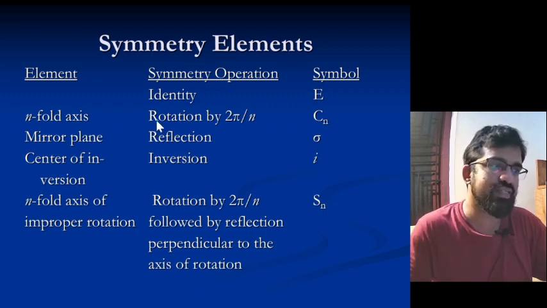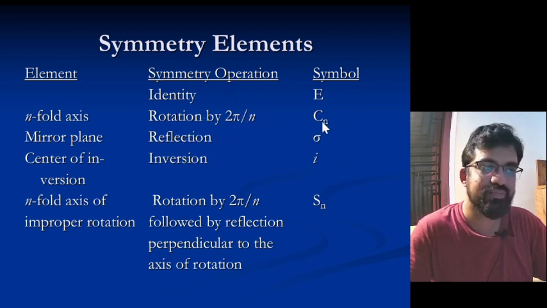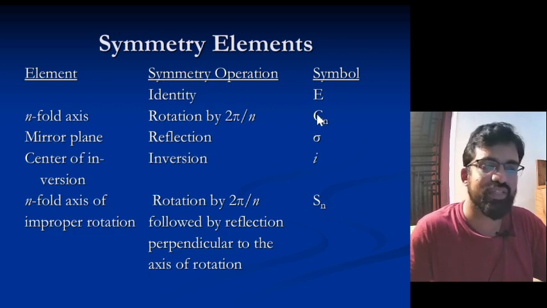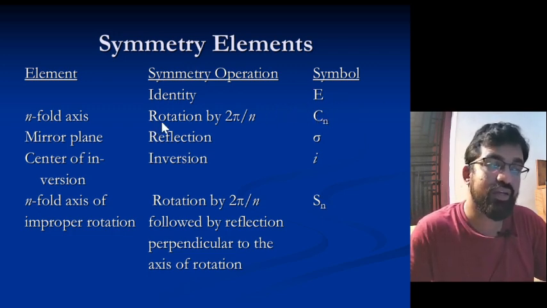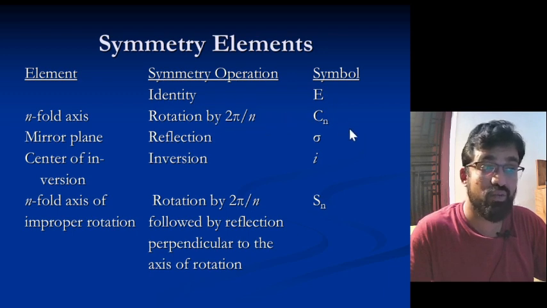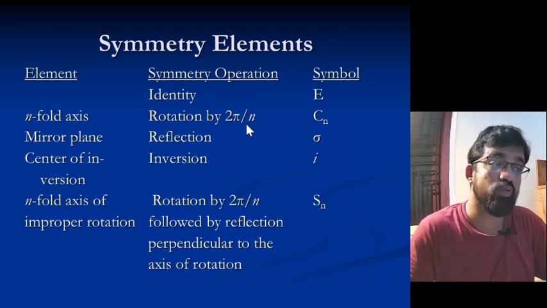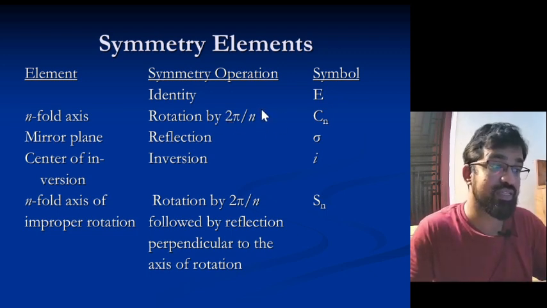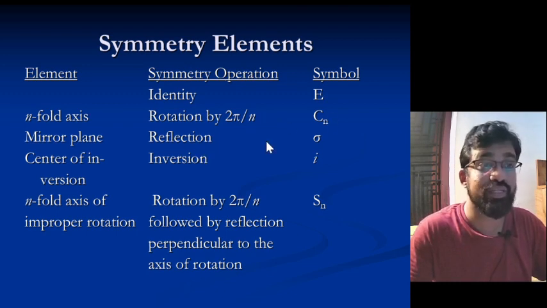So, symmetry element: rotation by Cn. It is represented by Cn. Identity is E. We'll discuss identity later. Anyhow, you know the identity. And rotation Cn means it is rotated by 2 pi by n. So theta is 2 pi by n. You can find out the n value based on this.